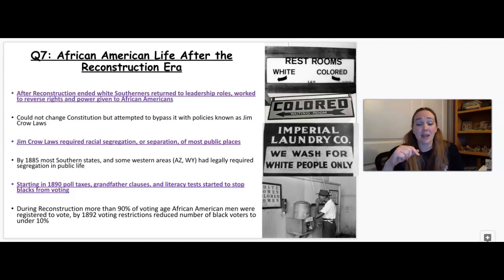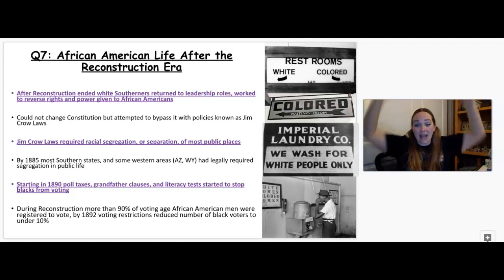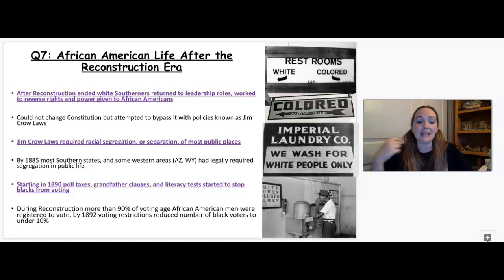During Reconstruction, while there is a military presence and people paying attention to what the South is doing, 90% of voting-aged African American men were registered to vote, and most of them were actively voting. When you get to the end of Reconstruction, the military's gone, and we move past Reconstruction into the 1880s and the 1890s, less and less African Americans are voting because of threats on their life, because of lynching, because of poll taxes and grandfather clauses and literacy tests that have been put into place by the South to help keep control of the African American population.